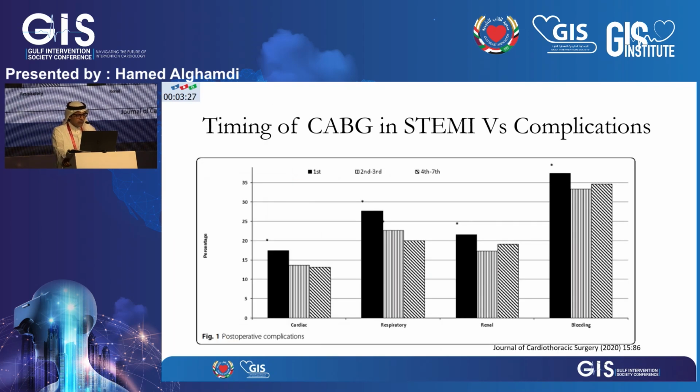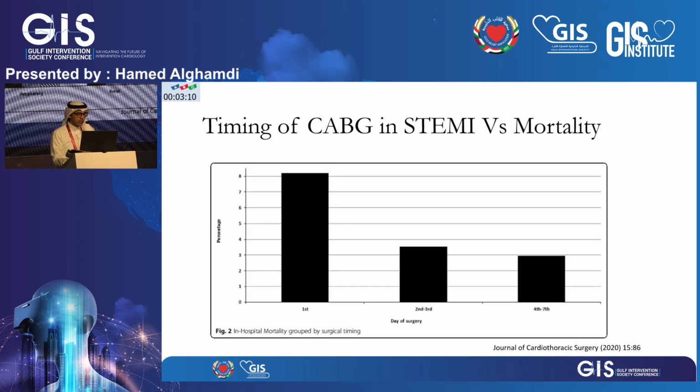This is another cohort from the national inpatient sample, which is also a very large database in the US. That's STEMI patients, included almost 6,000 patients, and you look at the time of surgical intervention, you can see the complication is much higher. When you look at the mortality, again, similar to the previous cohort, it's almost 8% if intervention was done within the first 24 hours.